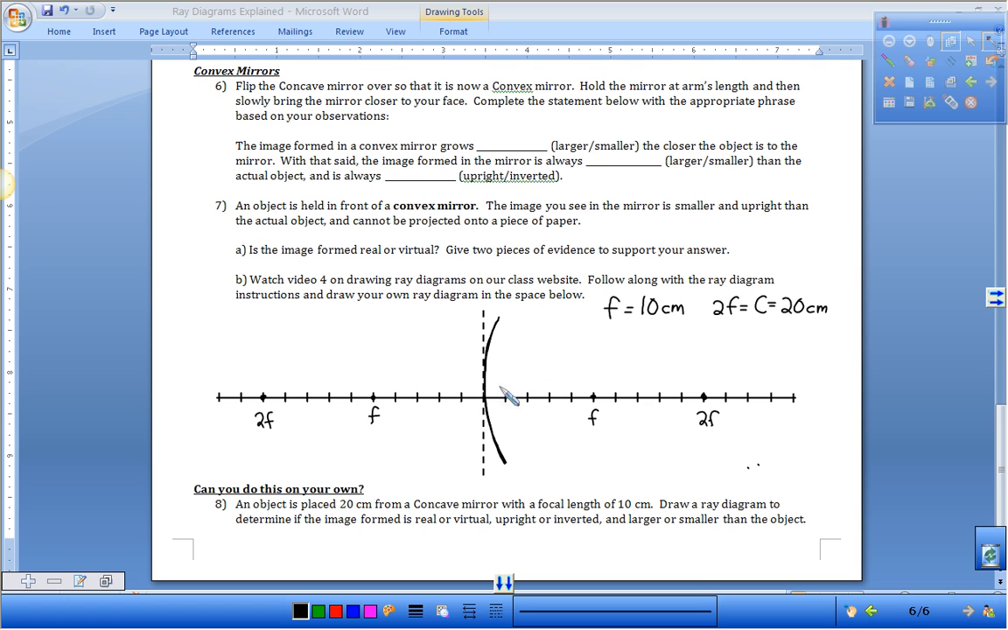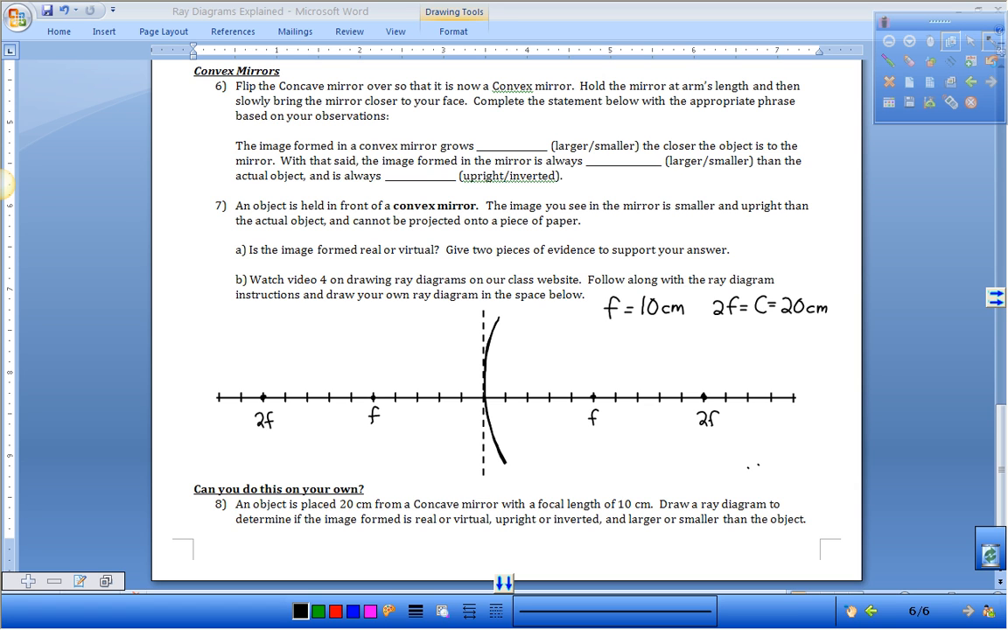Now that might be a hint or a giveaway that somehow this image is going to appear back here again. It's probably the case, but we're going to still do the ray diagram and find out. As you observed, it doesn't matter where you put the object, the image is always going to be smaller, upright, and virtual. So we can put that object any place you like.